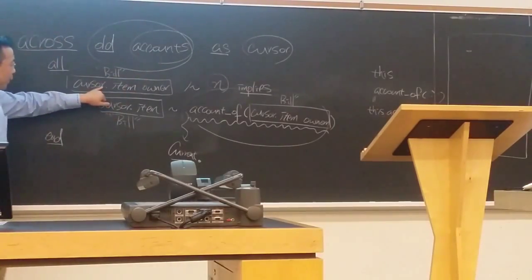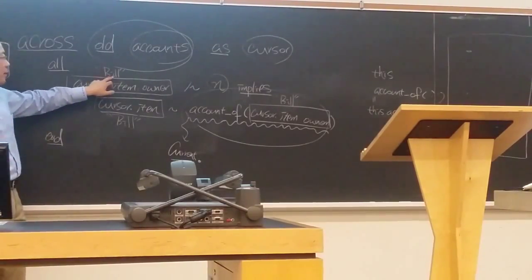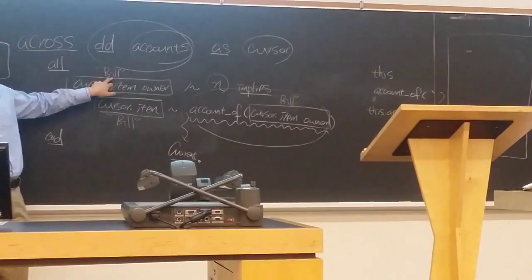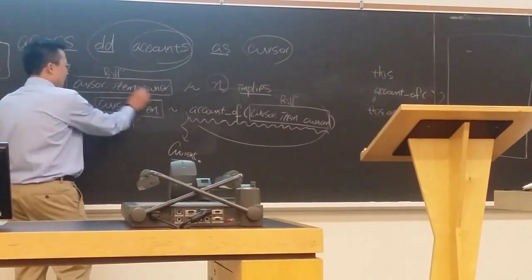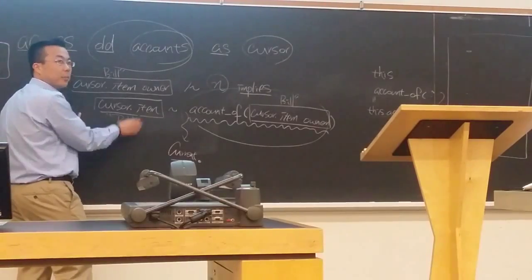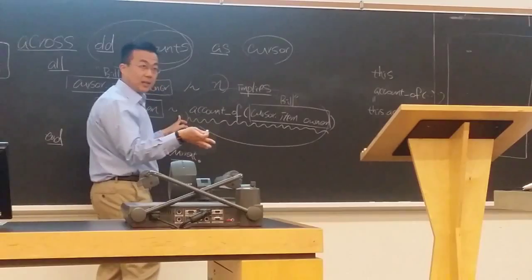So now, we can see that we want to say if that account's owner happens to be Bill, then we have to check something. Okay? If that's Bill, then we are going to compare that account in the old states, in the pre-states, with that account in the after states.